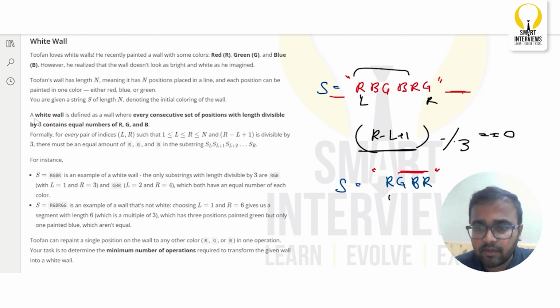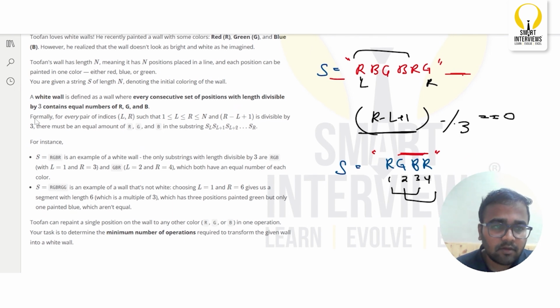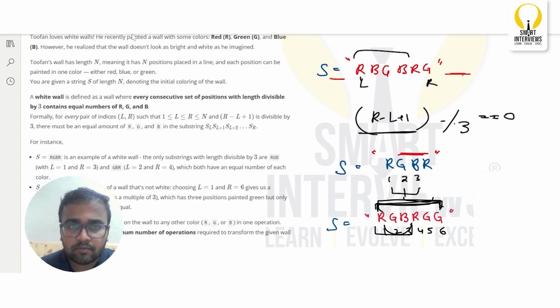More formally, we will take 1-based indexing 1, 2, 3 and 4. The substrings are 1 to 3 and 2 to 4. That's what this means. So the strings are RGB and GBR, both with an equal number of each color. Now let's take one more string. S is equal to R, G, B, R, G and G.